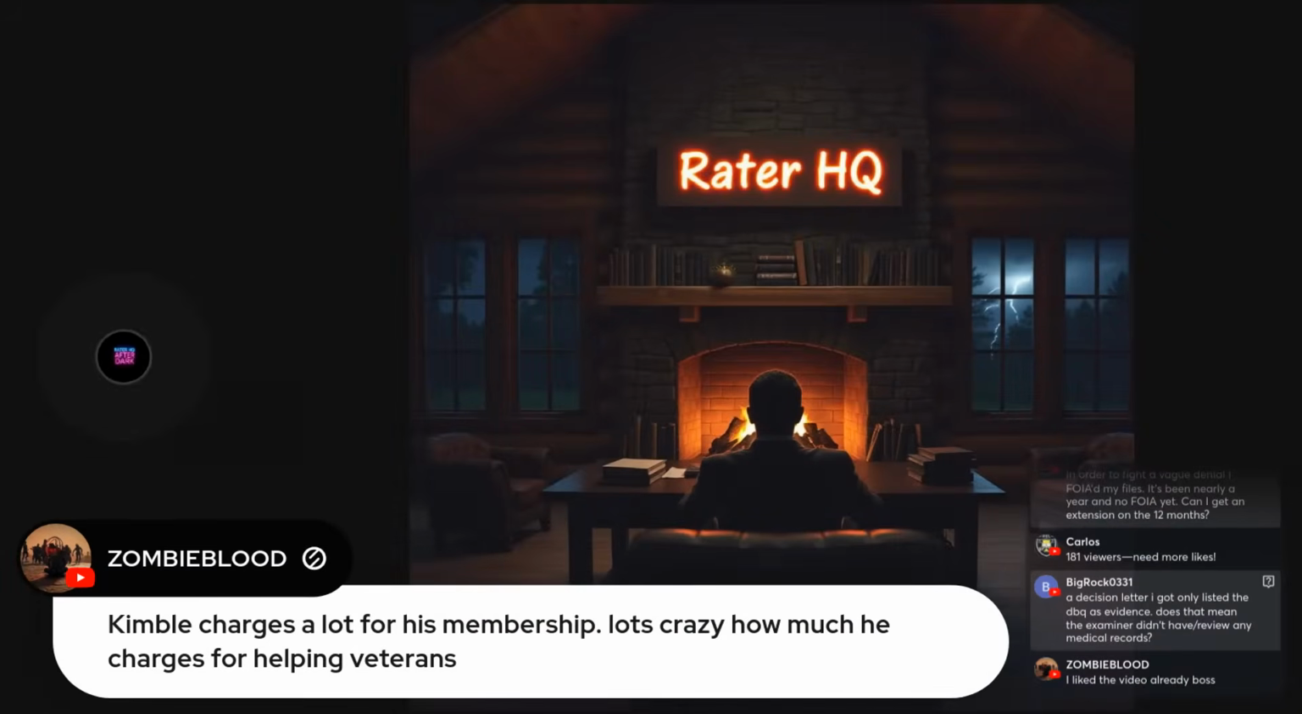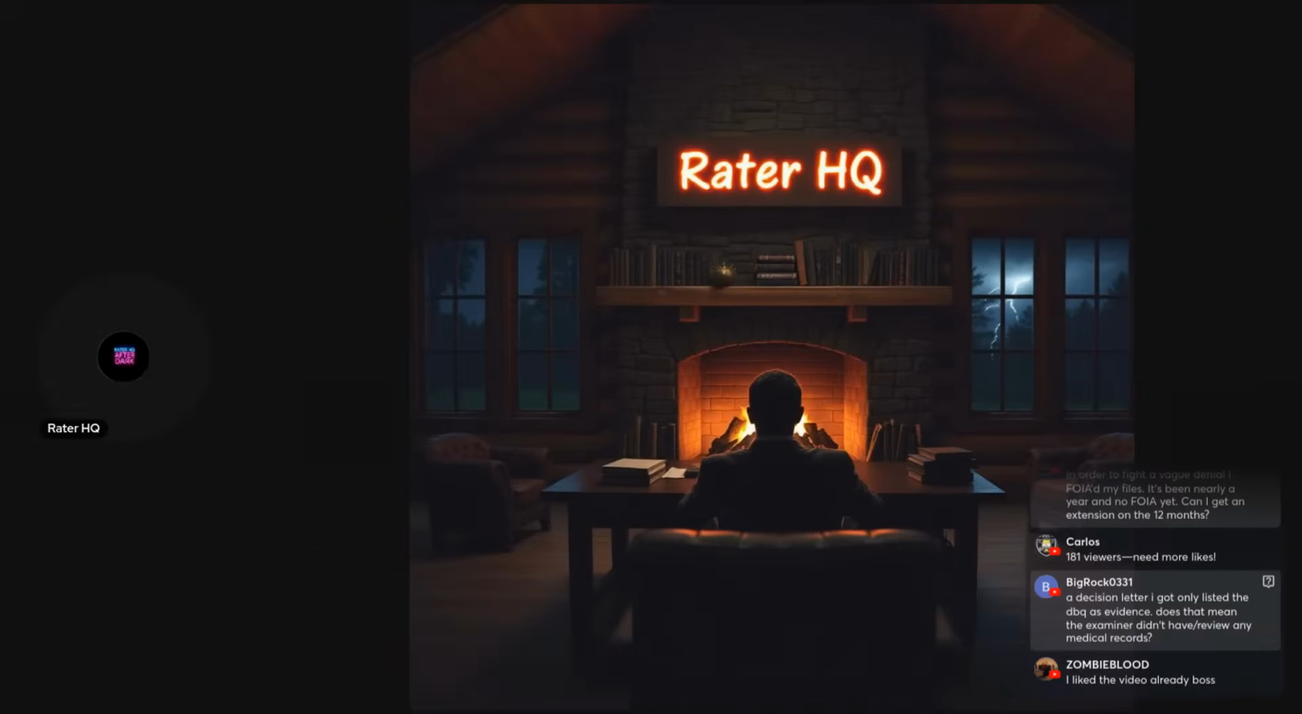Kimball charges a lot for his memberships. That's crazy how much he charges for helping veterans. I can't attest to that. I don't know anything about it.